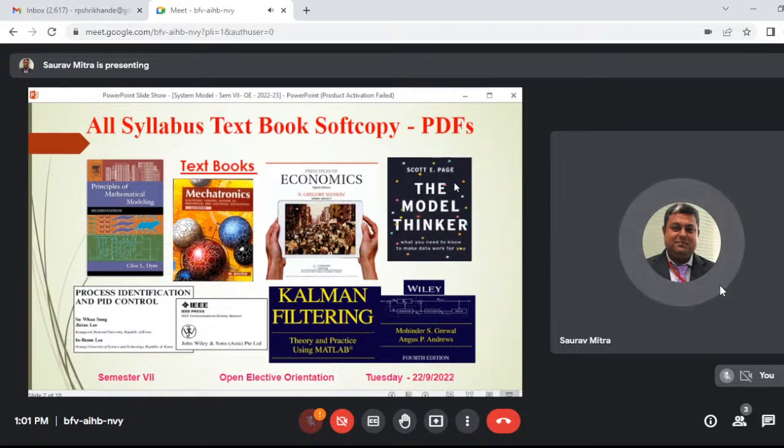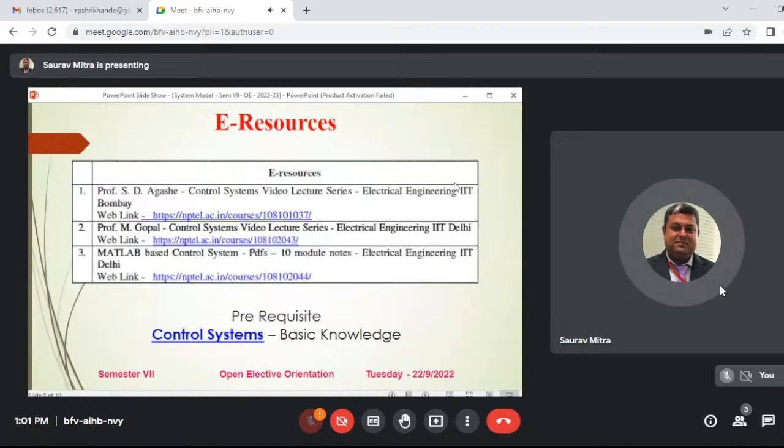You can see at the right side, Scott E. Page, The Model Thinker, which is mainly used for the first module, the basics of system modeling. Even if you are not taking this subject as your open elective, you can go through this book as a read. This economics book also you can go through. There are certain e-resources which will help you. This is a parallel study.